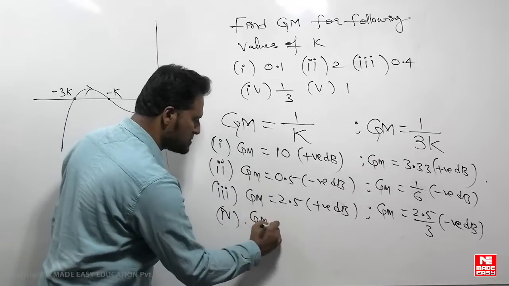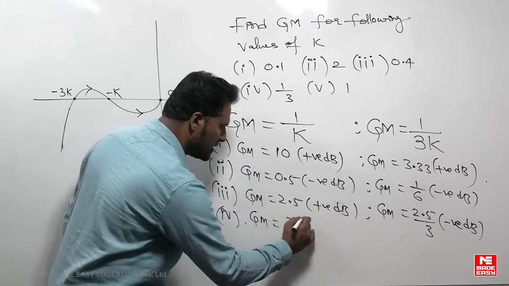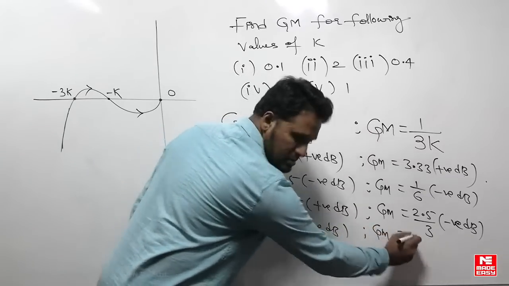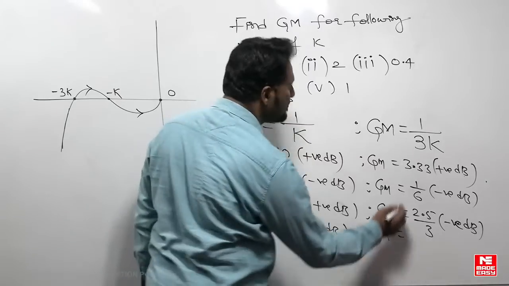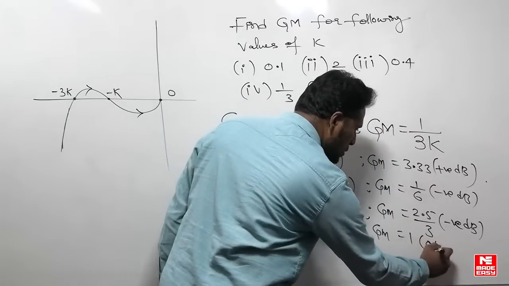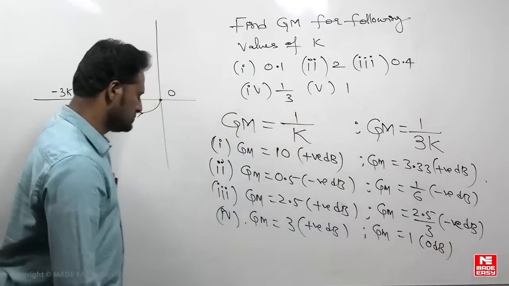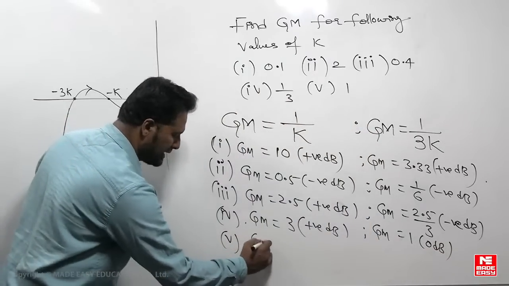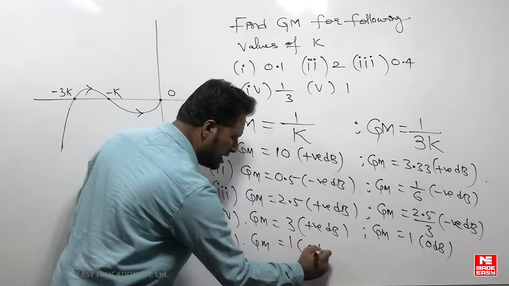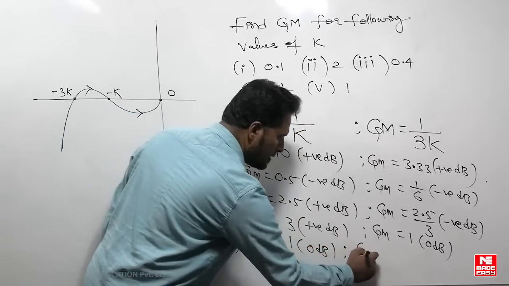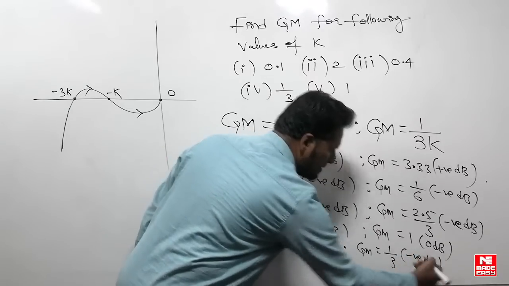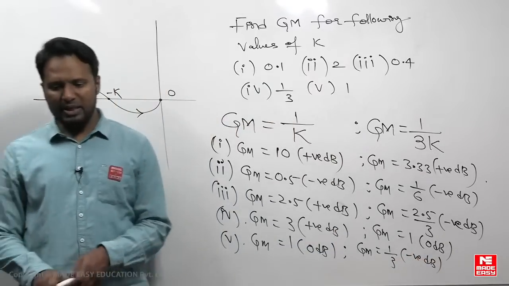Gain margin is 1/3. Gain margin is 1/3, which in dB is positive. But here, when I look, 1 is 0 dB. Last one, gain margin is 1, 0 dB, and here 1/3, in dB it is negative. This is the complete report.